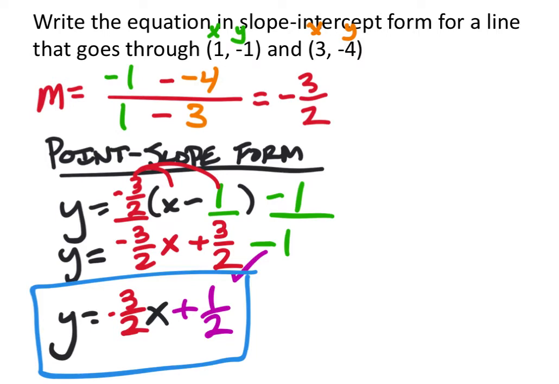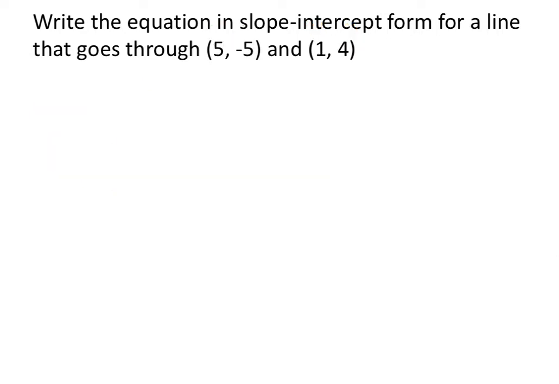So yeah, there's going to be problems like this one where it does not give us a slope like the previous 2 problems. That should be okay. If we don't have the slope but we have 2 points, just use the slope formula to find the slope. All right, write the equation in slope-intercept form of this line. It goes through 5, negative 5, and 1, 4.